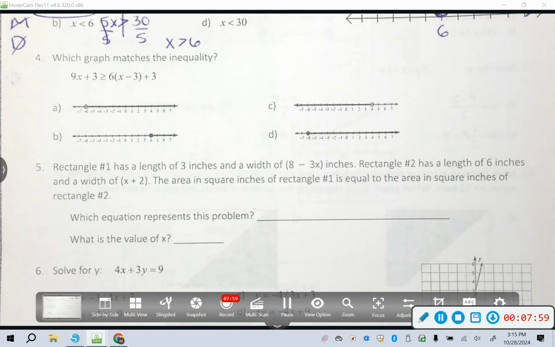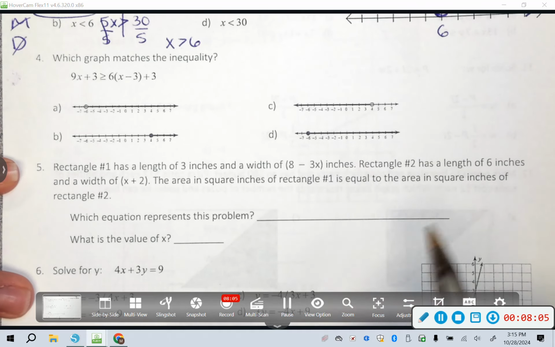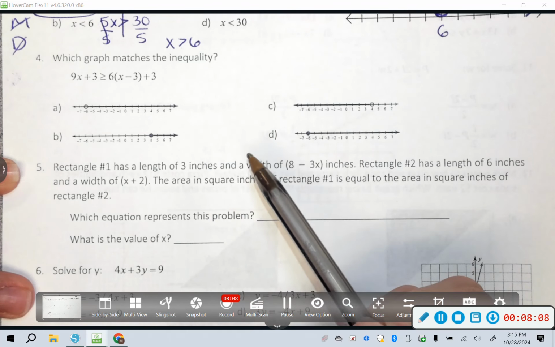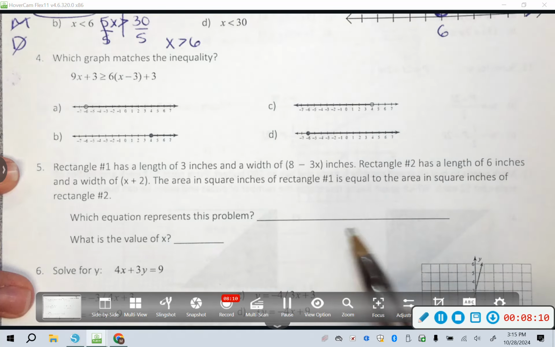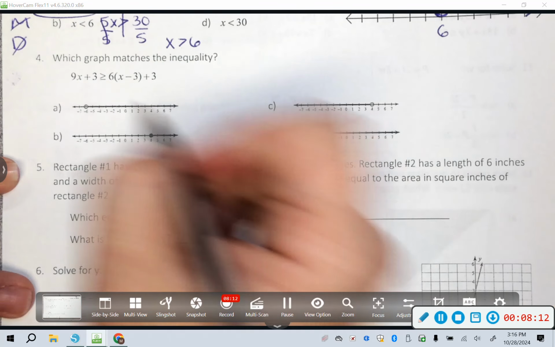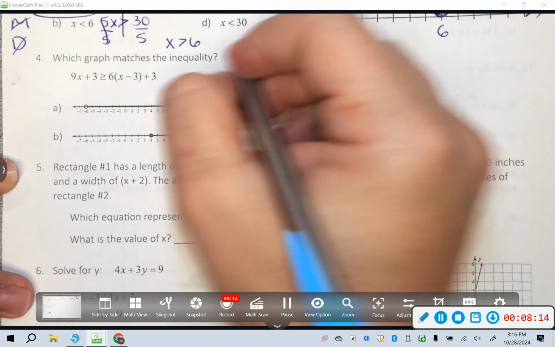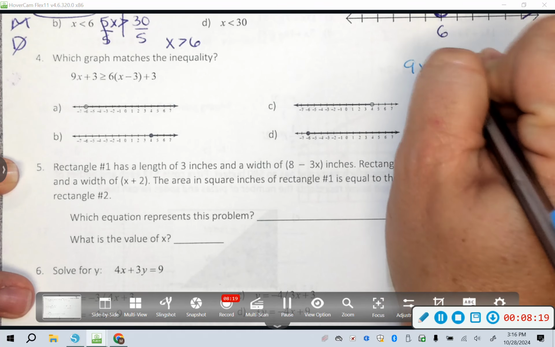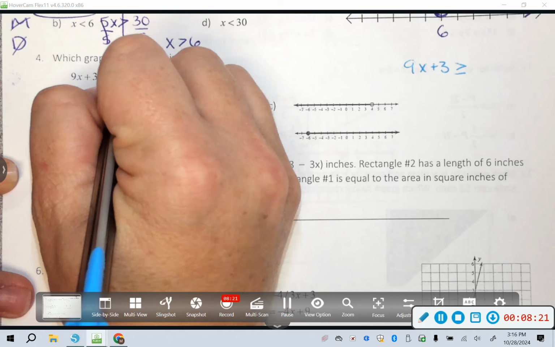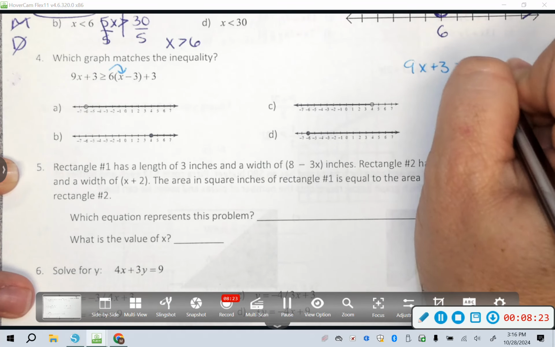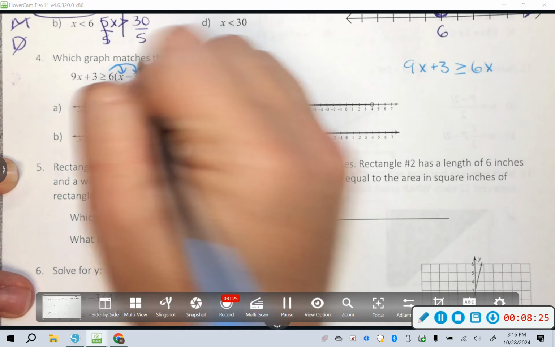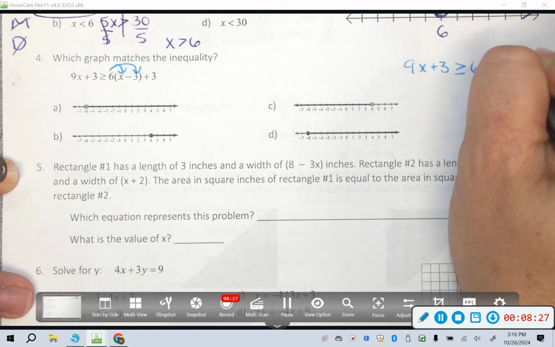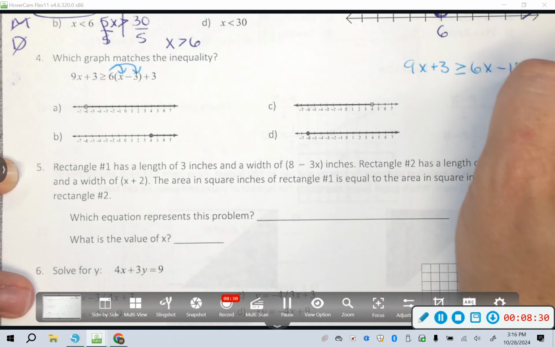Okay, look at number 4. Which graph matches the inequality? Well, first things first, I have to solve. I know there's a lot of solving really fast, but it's because we have a couple problems like this on our test. Okay, not this many, but there are some. So we just want to kind of get you used to it. So we have 9x, I'm going to come over here, is greater than or equal to, and I'm going to distribute. So 6 times x is 6x. 6 times negative 3 is negative 18. And then don't forget to bring over my plus 3.